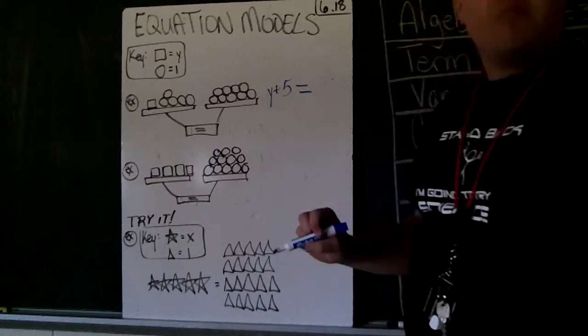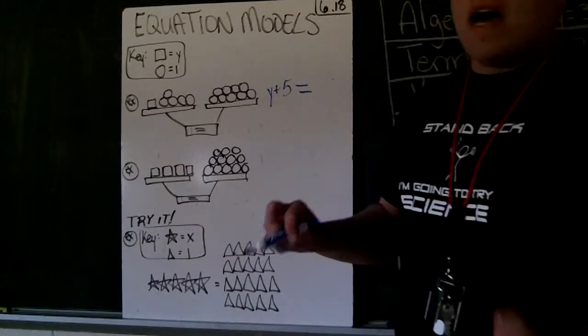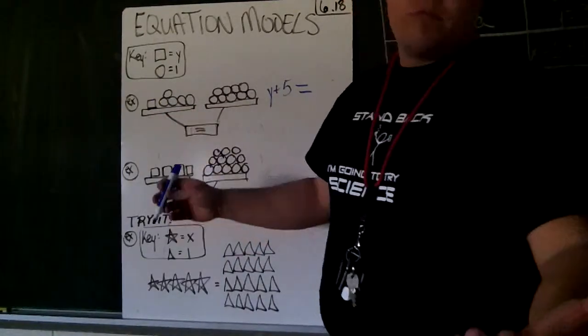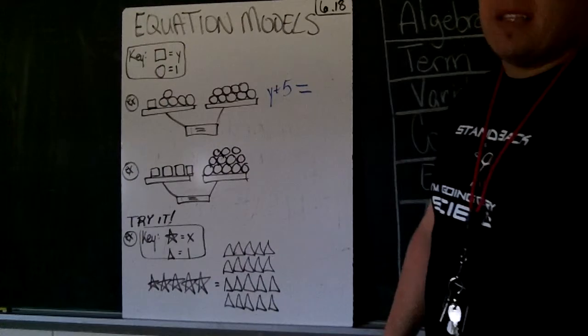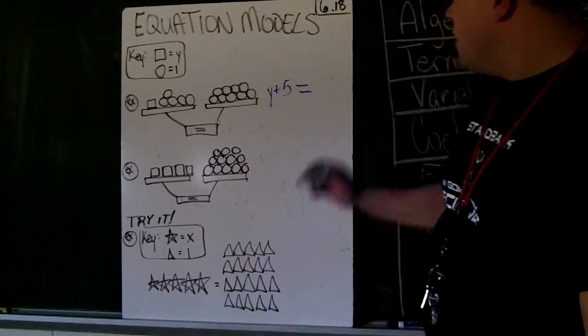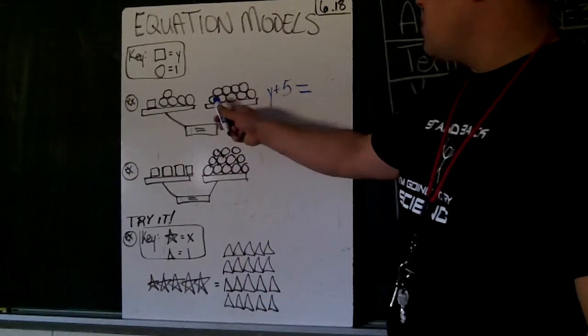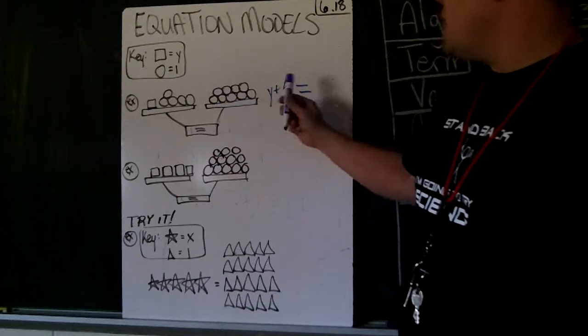So I have y plus 5. Pretty easy, right? So I have y and 5. I have a square and some circles. And it's usually a word that means math, and I call it addition. If I look on the other side, I have, let's see, 1, 2, 3, 4, 5, 6, 7, 8, 9.